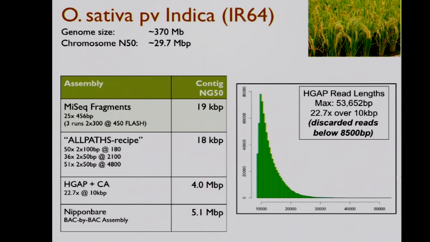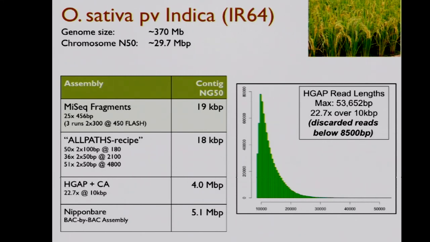Just to put this into perspective, that reference that cost $100 million was about 5 megabases. If we were to do this experiment today, this would be about, I don't know, $20,000 worth of sequencing that gives you quality that is on par with $100 million from a few years ago. This is really transformative when you start thinking about novel species.